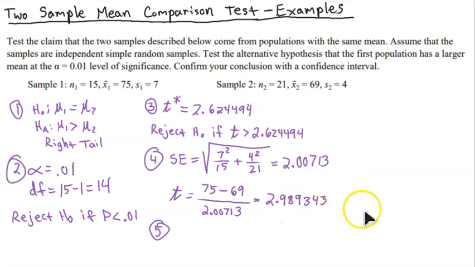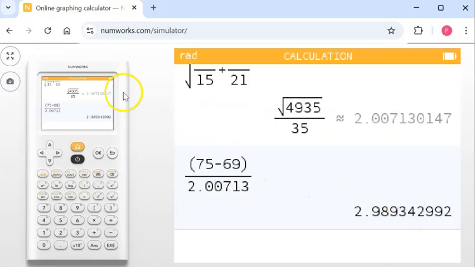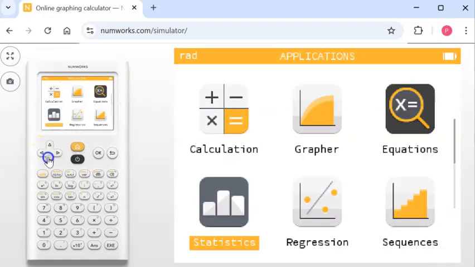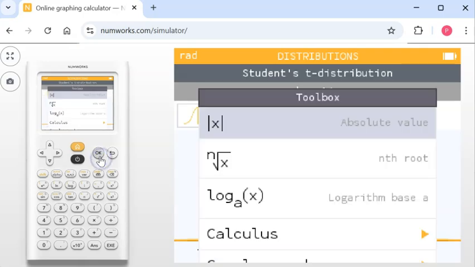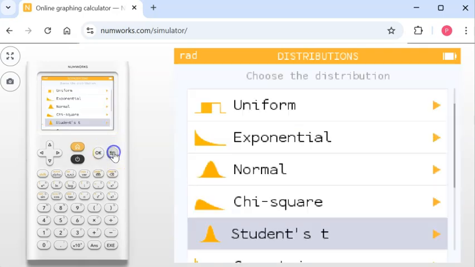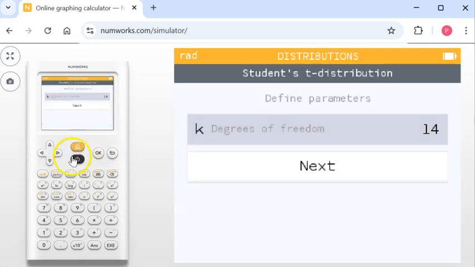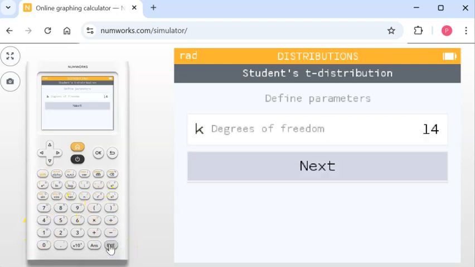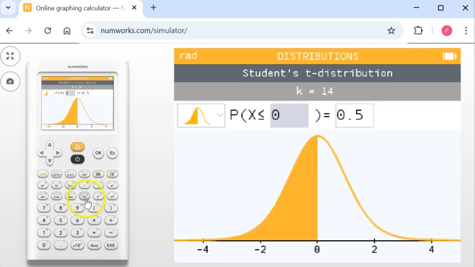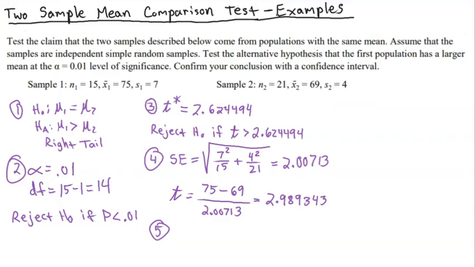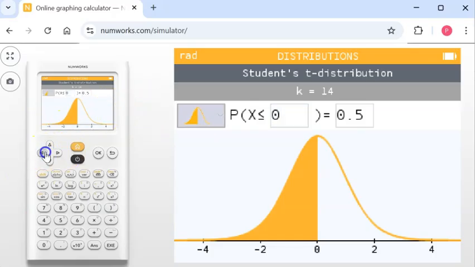And we did this back with the one sample hypothesis test, and the way we're going to do it is we have to go back to the distributions, okay. We're going to go back here to students t. Again, it's 14 degrees of freedom. It's the same question, same degrees of freedom. Next. Now, let's see what we're doing here. This is a right tail test, so we need a right tail. So we're going to need to come over here and select the right tail option.